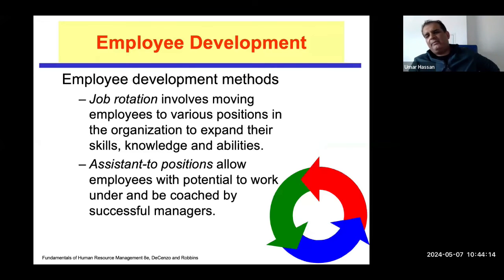Now, in employee development, similarly, job rotation, I've already told you what it is, and apprenticeship is one way. In apprenticeship, we have a mentor or a coach associated with the employees, and these coaches, these mentors, provide assistance to the new inductees or the current people, because they get the opportunity to work with the successful managers.